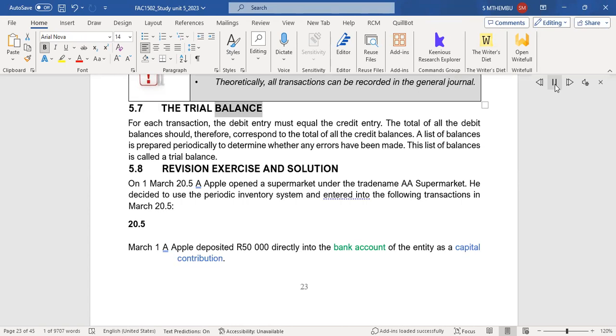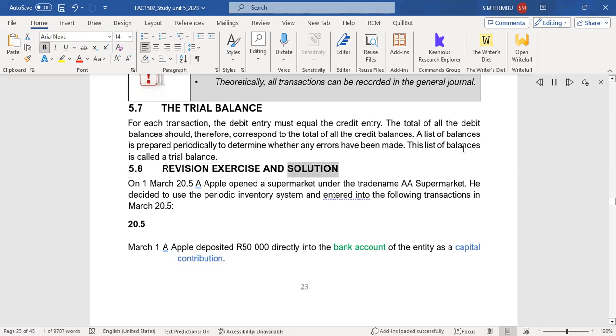5.7 The trial balance. For each transaction, the debit entry must equal the credit entry. The total of all the debit balances should, therefore, correspond to the total of all the credit balances. A list of balances is prepared periodically to determine whether any errors have been made. This list of balances is called a trial balance.